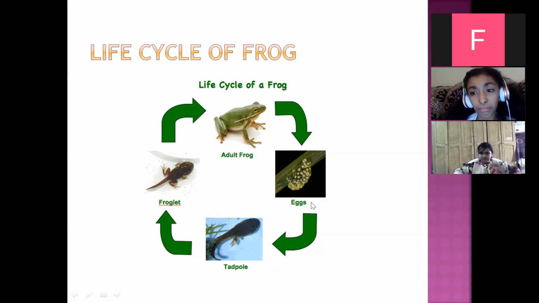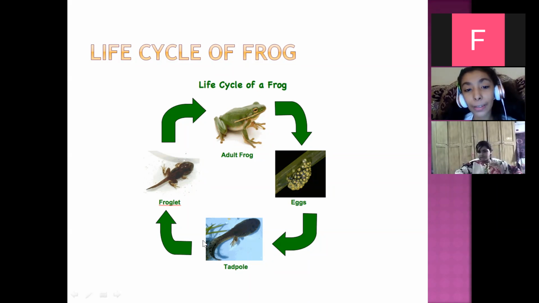When the eggs develop after 5 to 6 days, each egg develops into this fish-like structure, which is called a tadpole. What do we call it? A tadpole. It is a fish-like structure. It can even easily swim in water.